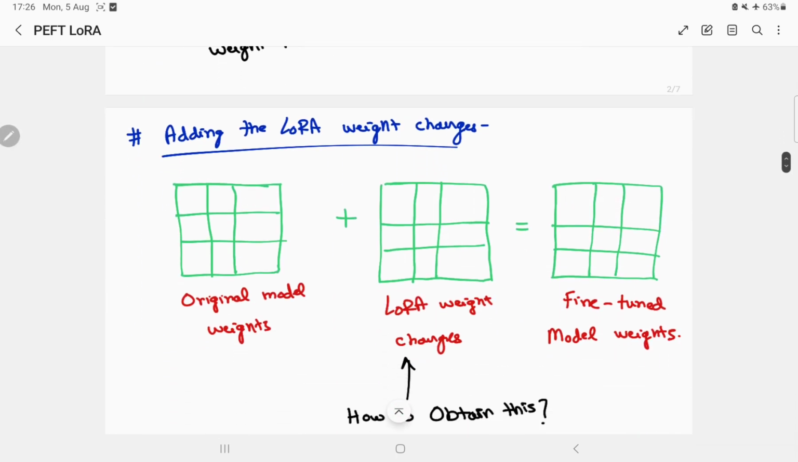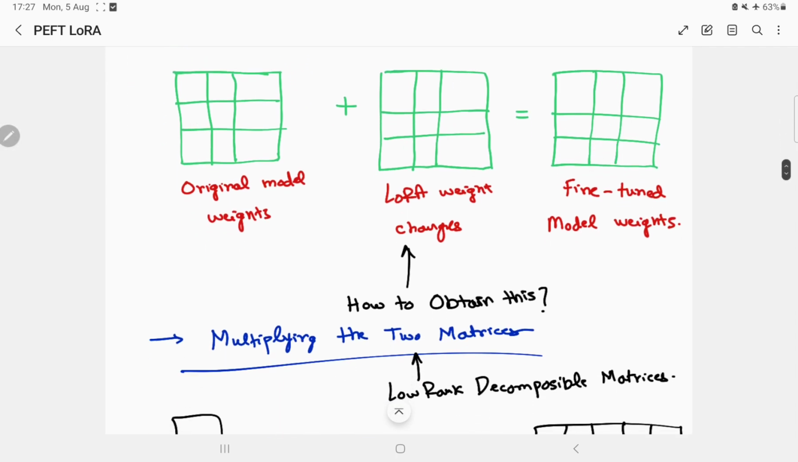So what I mean by that is, consider a particular layer in any given model. Say you have the original model weights here. And now instead of updating these original model weights, can you somehow have a weight changes matrix which comes out from LoRA? And how does it come out? We'll just talk about that. But instead of updating the original weights, can you somehow track the weight changes using low rank adaptation to end up with a fine-tuned model weights?